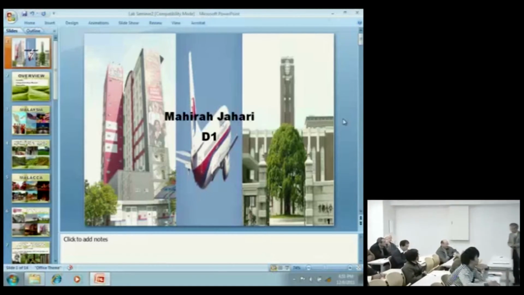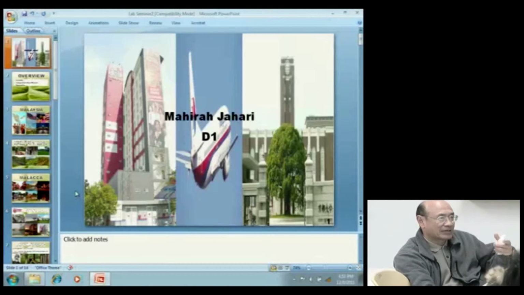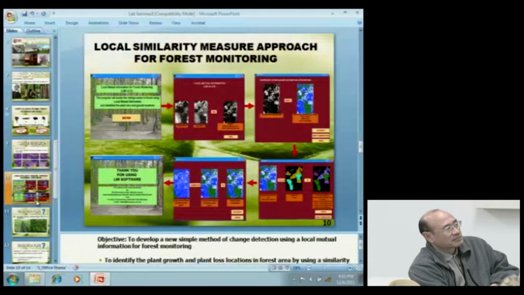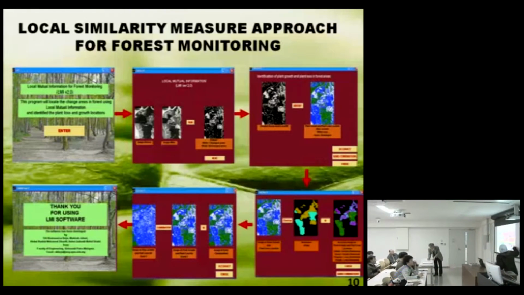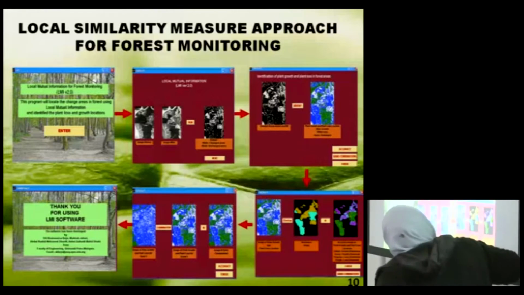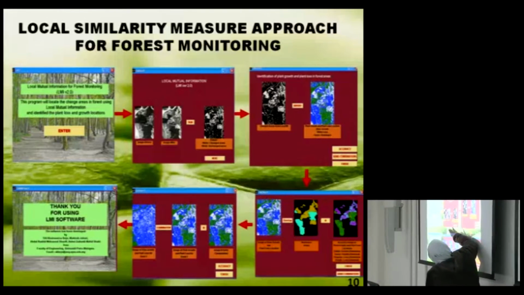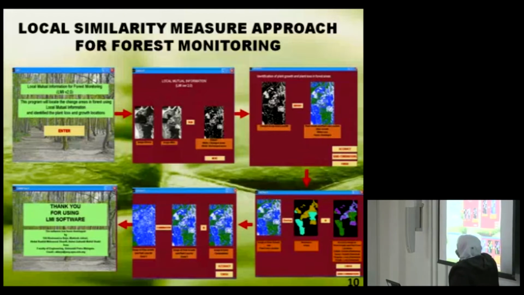I'm not sure I understand the result of your master research. I understand the topic, but I don't see any result. What is the result endpoint of your project? This is the final result, which means from here we get the image before and after, and then we locate the change area. This is a change and unchanged area, which means the white pixel is the change area, and the black pixel is unchanged area. And then after that, we identify whether the change area is the plant growth or plant loss.